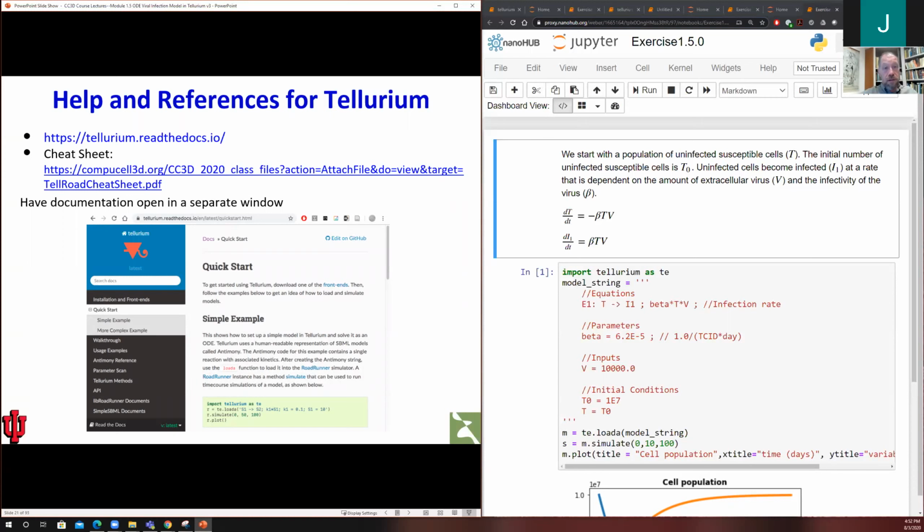First, if you need to find out about Tellurium, you can find references for Tellurium. There's very good online documentation, tellurium.readthedocs.io, excellent online documentation. There's also in our online materials a cheat sheet, which is a one-page summary of all you need to know for Tellurium. It's really simple, which is why we use it. And so please take a moment to find those documents.